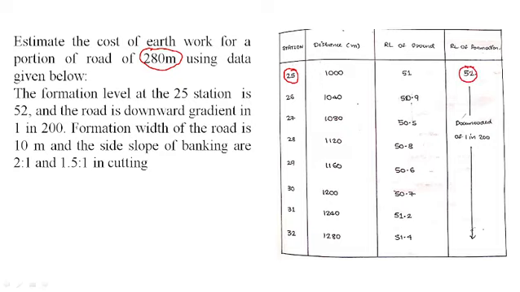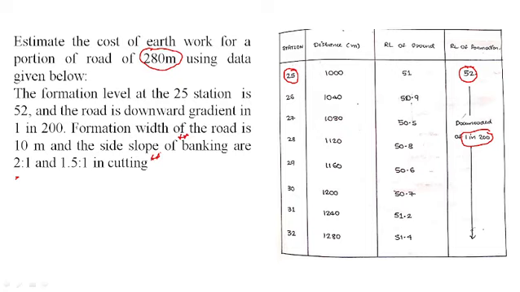And the road is in a downward gradient of 1:200, as the formation level drops continuously at a downward gradient of 1:200. Next, what is the formation width? 10 meters is the formation width. And see here, two side slopes are given to us. One is for banking: this 2:1 slope is for banking, and 1.5:1 is for cutting.